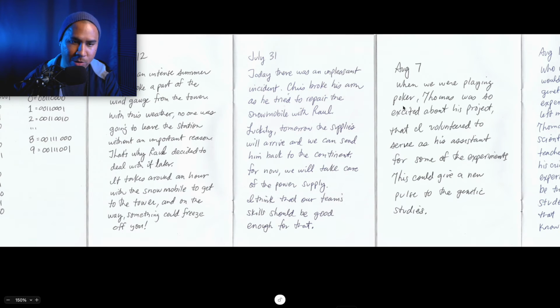August 7th. When we were playing poker, Thomas was so excited about his project that I volunteered to serve as his assistant for some of the experiments. This could give a new pulse to the genetic studies. Okay, another name. I'm pretty sure we're going to see some names and faces here.